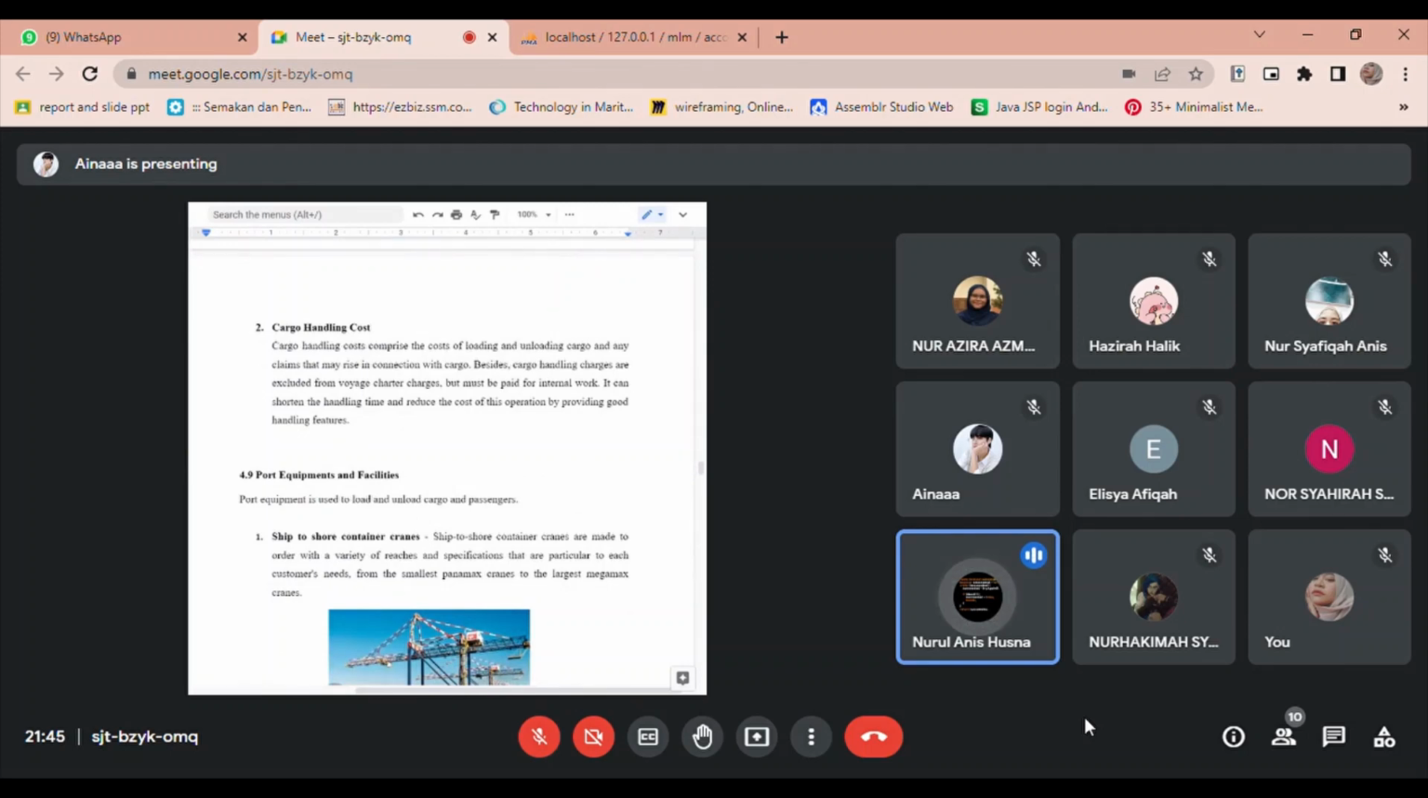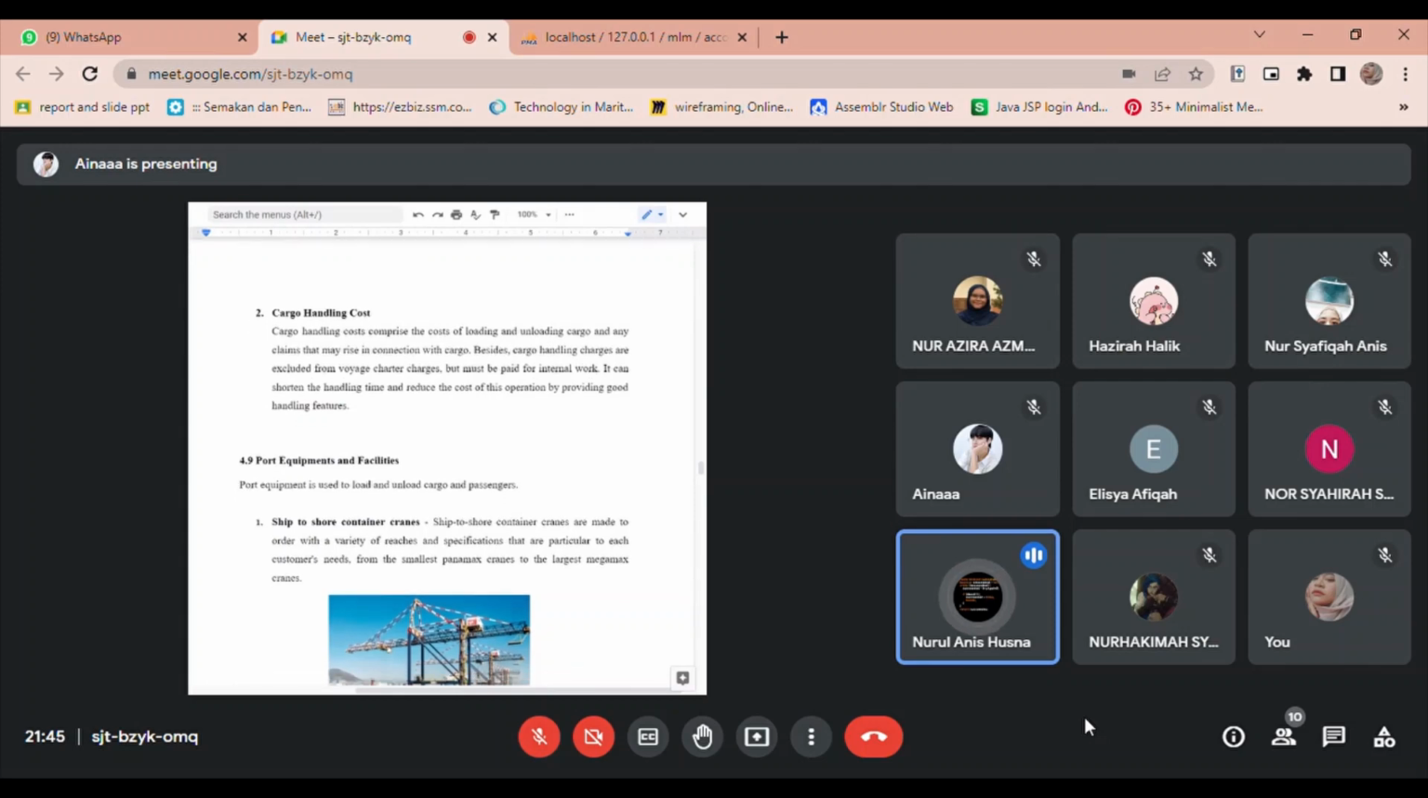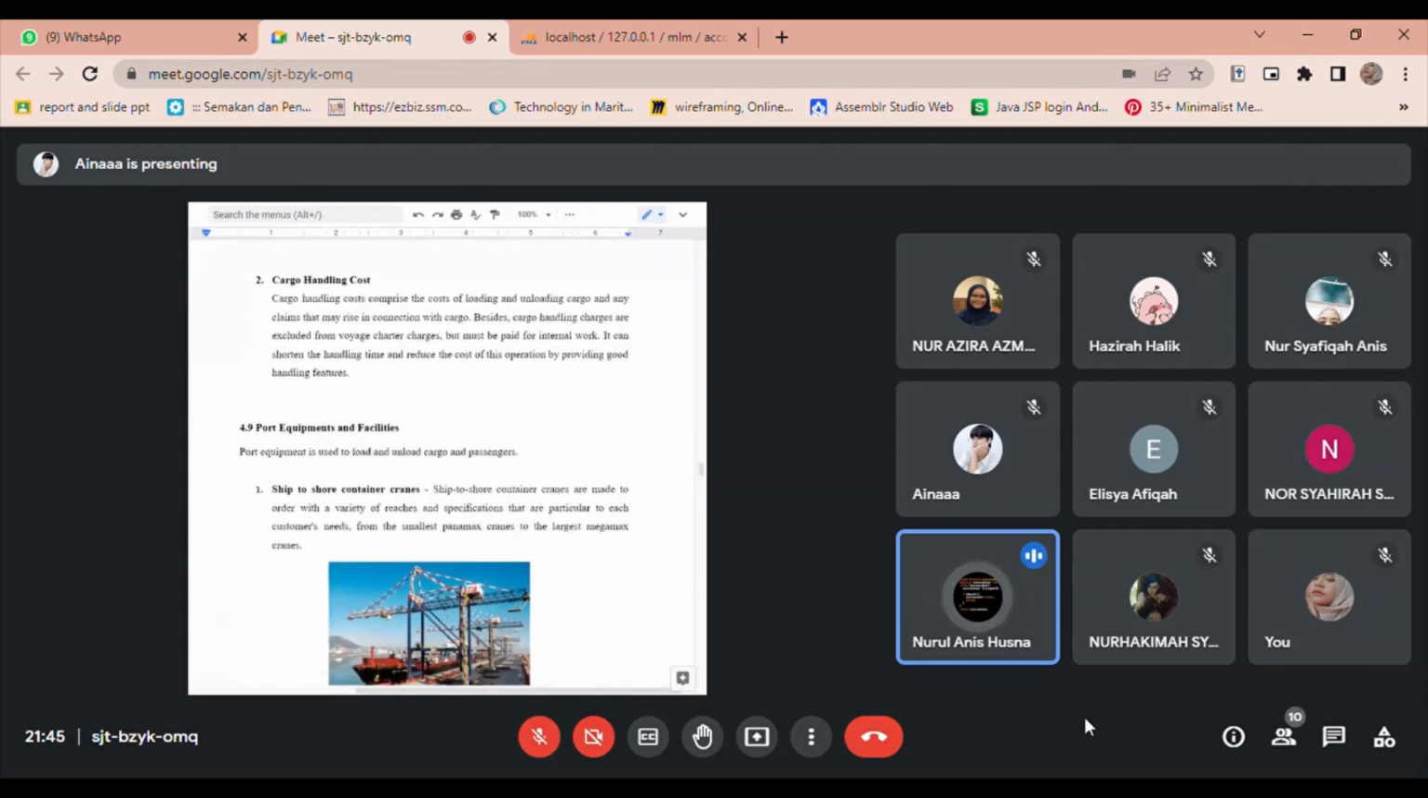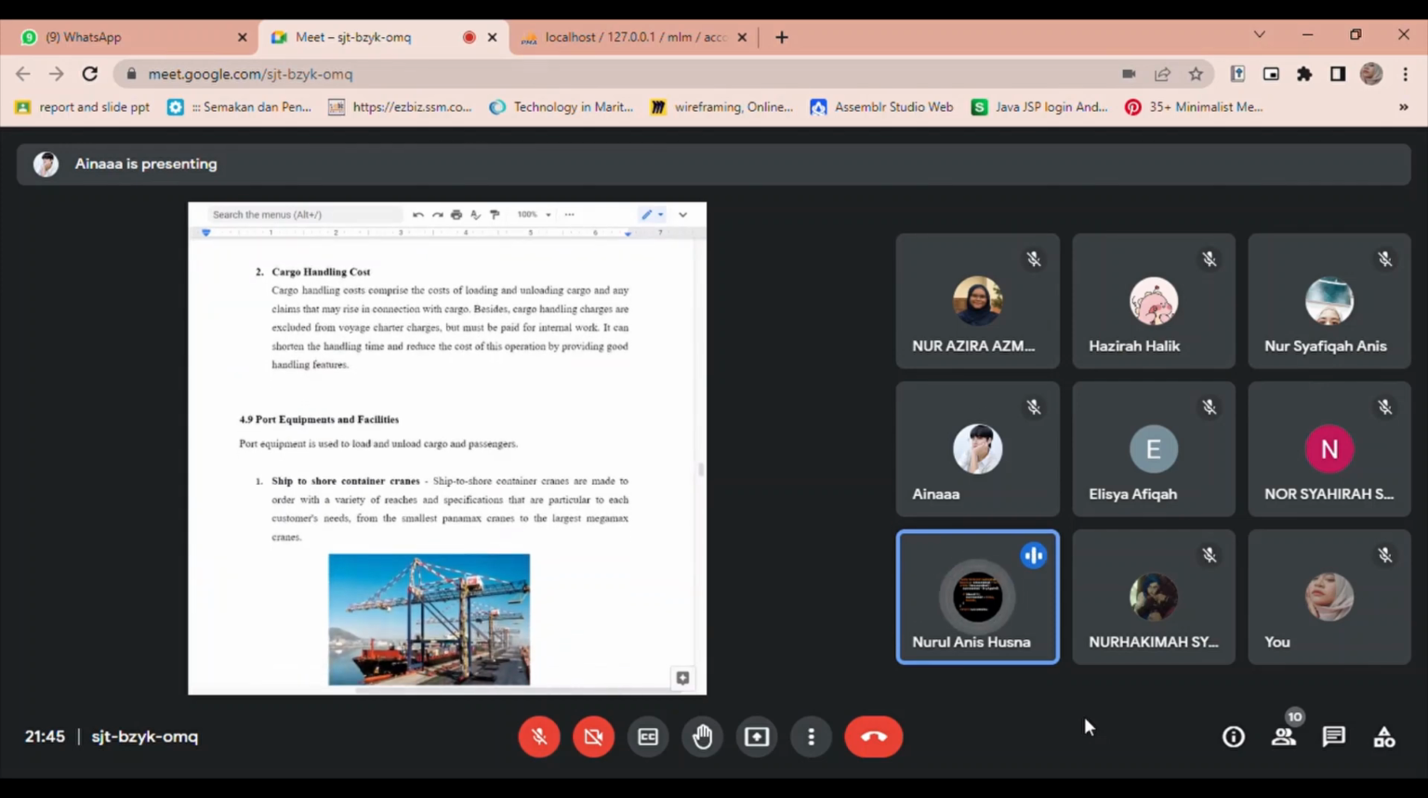Next, cargo handling cost. Cargo handling costs comprise the cost of loading and unloading cargo and any claims that may arise in connection with cargo. Besides, cargo handling charges are excluded from the voyage charter charge but must be paid for internal work. Good handling features can shorten the handling time and reduce the cost of this operation.